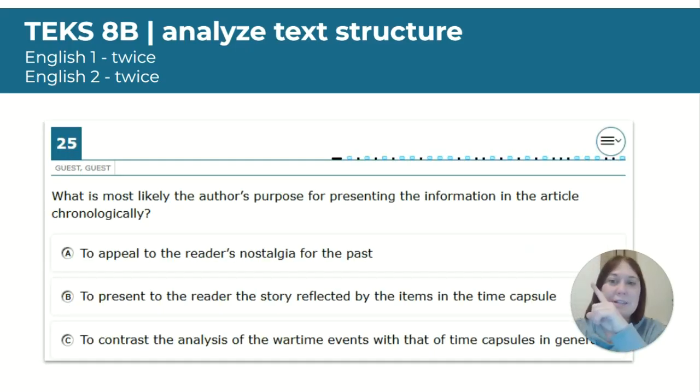And then on this one, they asked for the author's purpose or author's reason for presenting information in a chronological way. Now, we haven't seen a lot of text structure questions in the past, so seeing 2 on both the English 1 and the English 2 in 2025 kind of got my attention. Will we be seeing more of these in 2026? Only time will tell.